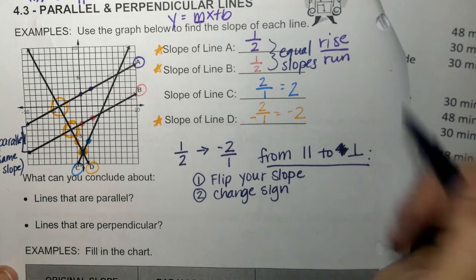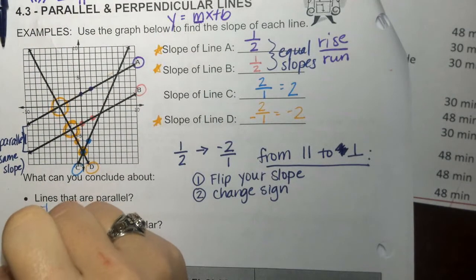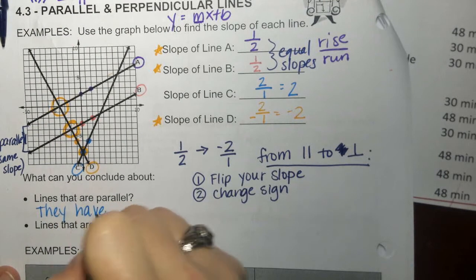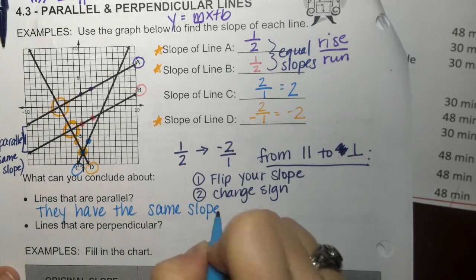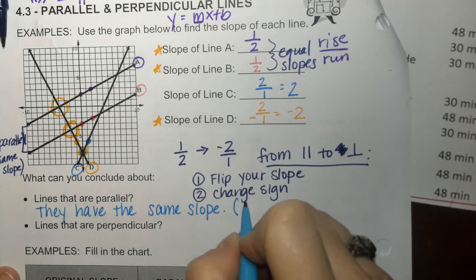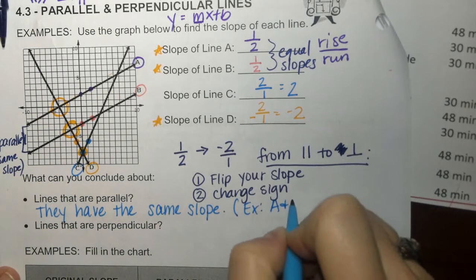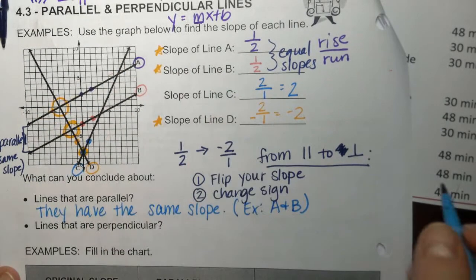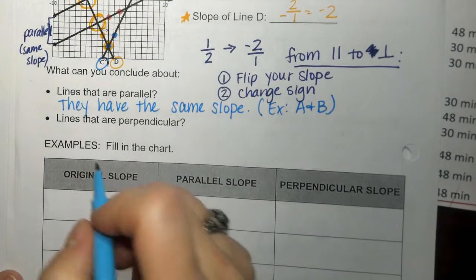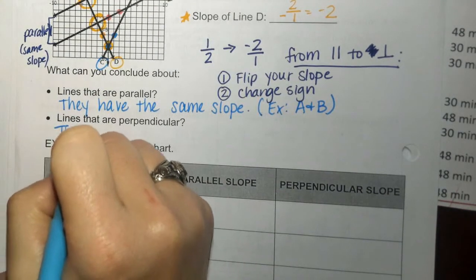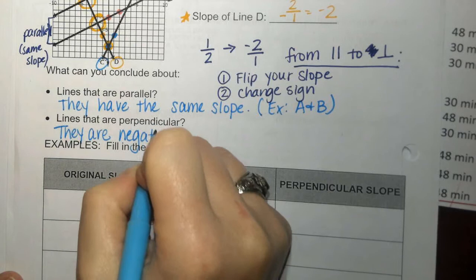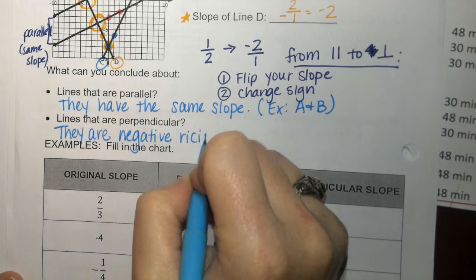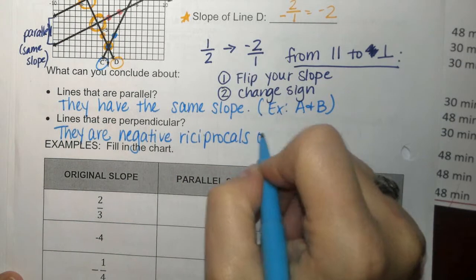All right, so what can you conclude about lines that are parallel? They have the same slope. And for example, that would be lines A and B up here. Remember, A and B, parallel, they had the same slope. For lines that are perpendicular, they are, and this is a new word I'm going to teach you, negative reciprocals of one another.